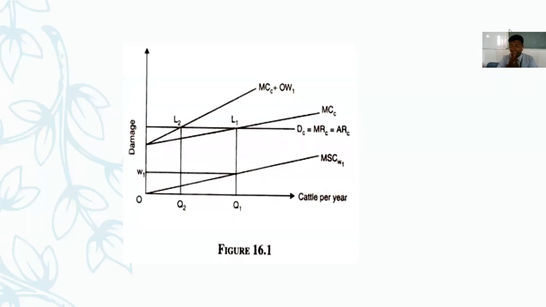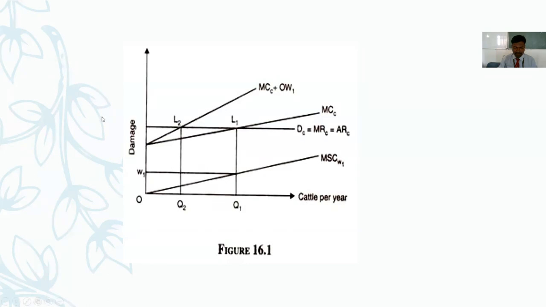In this manner, we are going to apply this and represent it with the help of Coasean property rights with this diagrammatic explanation. In this diagrammatic representation, we have an x-axis and y-axis. On the x-axis, we have the cattle per year, I mean how many cattle we are using every year. And on the y-axis, we have the damage. This damage is the price or the amount of damage incurred by the third party because of the size of the cattle, the externality happening to the third party.